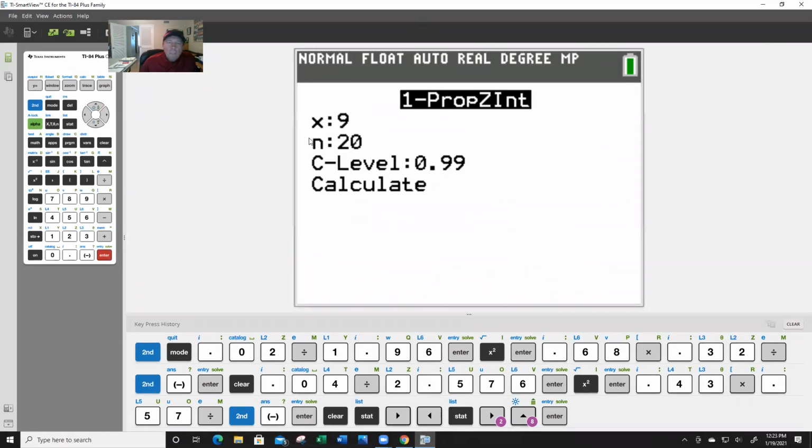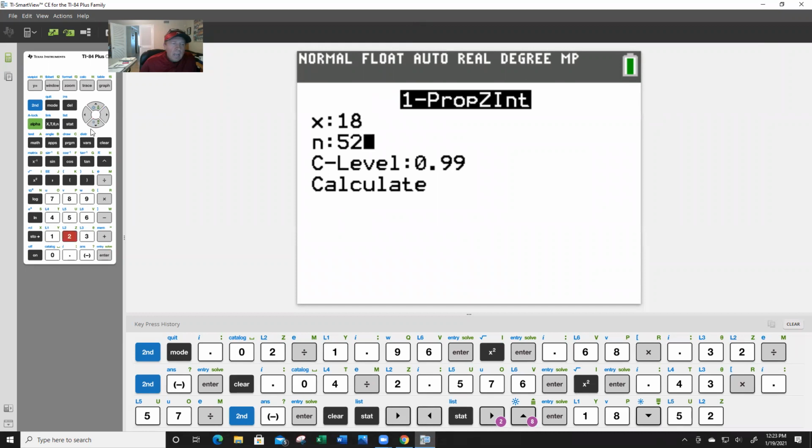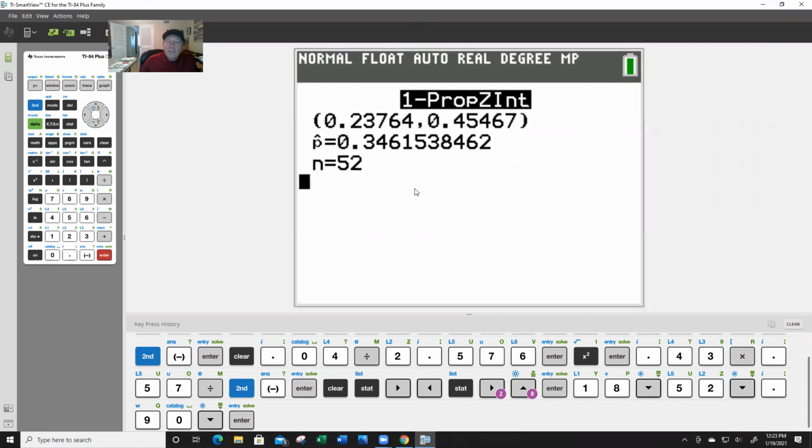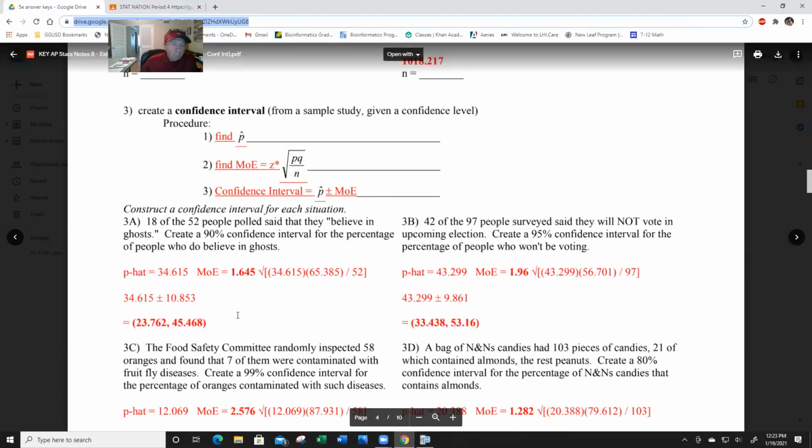You're going to go 18 divided by 52, and you're going to do it to the 90th, or 90. The confidence level is 90%. 90% is 0.9. Check this out, and you're done: between 24% and 45%. It's easy, huh? You just got to write it out ahead of time. So there's your answer right there.